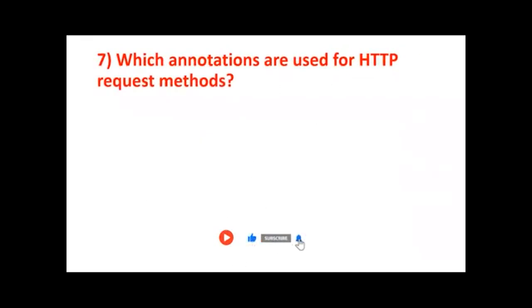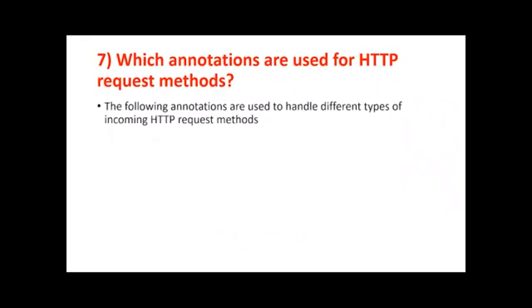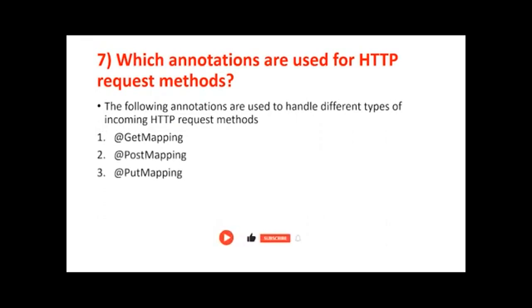Question 7. Which annotations are used for HTTP request methods? Generally, if a request is coming from any client, that is an HTTP request, we have to map it with different types of methods, like get mapping, post mapping, put mapping, patch mapping, delete mapping. Get mapping represents fetching the data from server to client. Post mapping indicates creating a new resource at server. Put mapping indicates modifying the existing data at server. Patch indicates partially modifying the data at server. Delete mapping indicates removing the data at server.